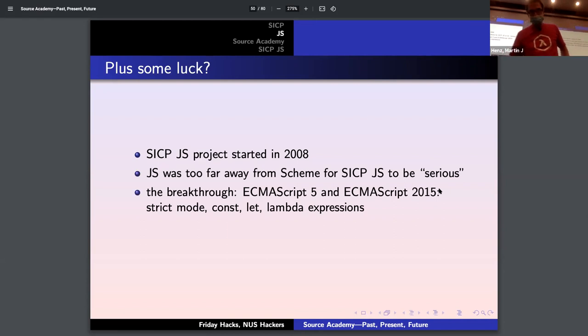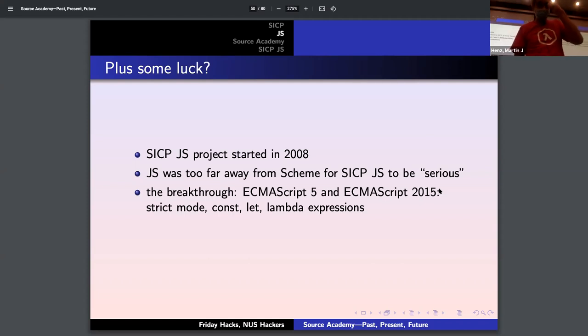And ECMAScript 5, that was in 2014. ECMAScript 2015 added strict mode, const, let, and lambda expressions. All of a sudden, it became seriously possible to translate not just bits and pieces, but the entire textbook, and use it just in the way it was used back in the 1990s. But not only that, we had the huge resources of the web available to us. That means we could inspire the students with graphics, with sound processing, and we could integrate everything in a browser-based environment that made it unnecessary to download any software.